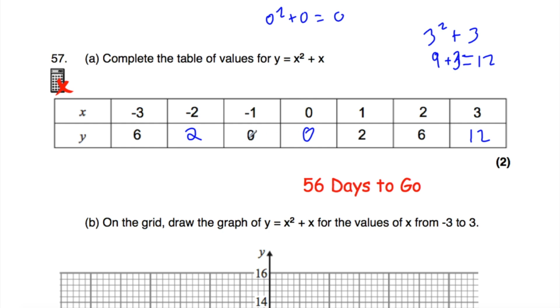And because you're looking at the pattern, let's actually just check it. Minus 2 squared is equal to 4. Plus minus 2, well, that means going down 2, which should be 2.